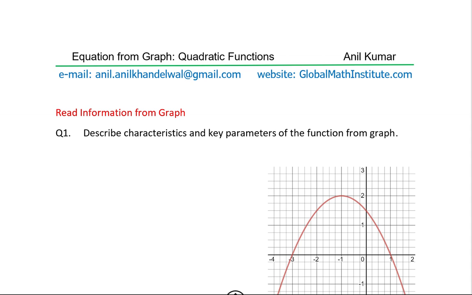One of them is the vertex. The coordinates of the vertex are -1, 2. Let me write that down here. Then we have x and y intercepts. The x-intercepts are at -3 and at 1. The y-intercept is at 1.5. So let's write down those points also.